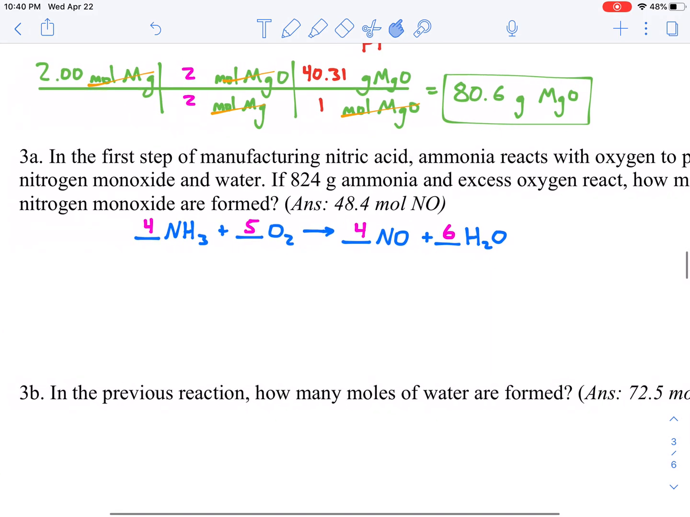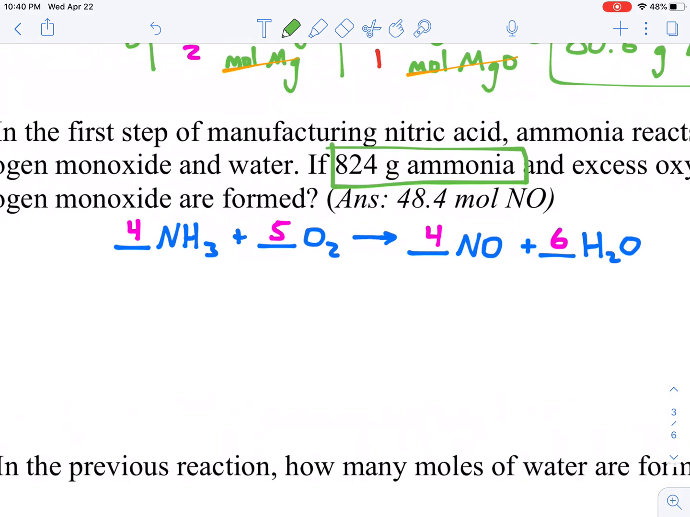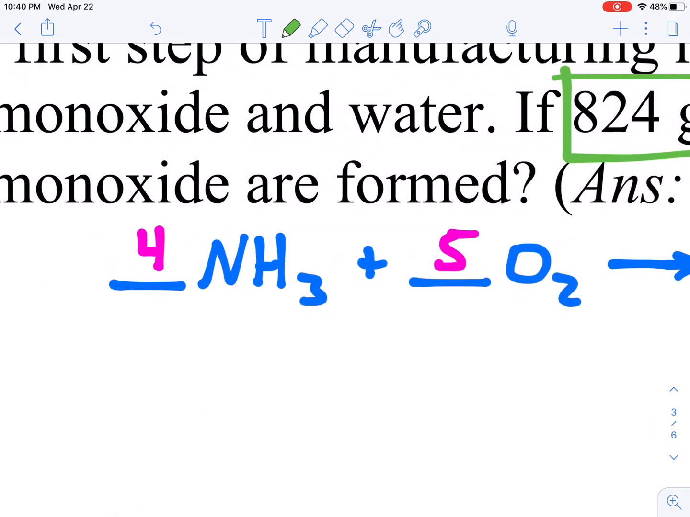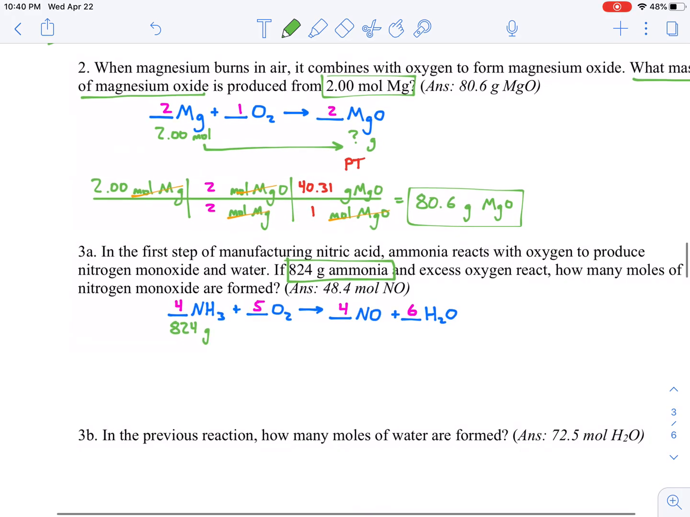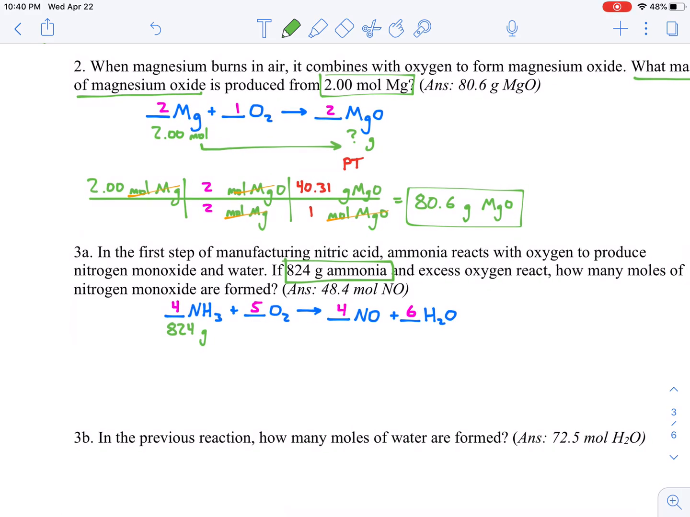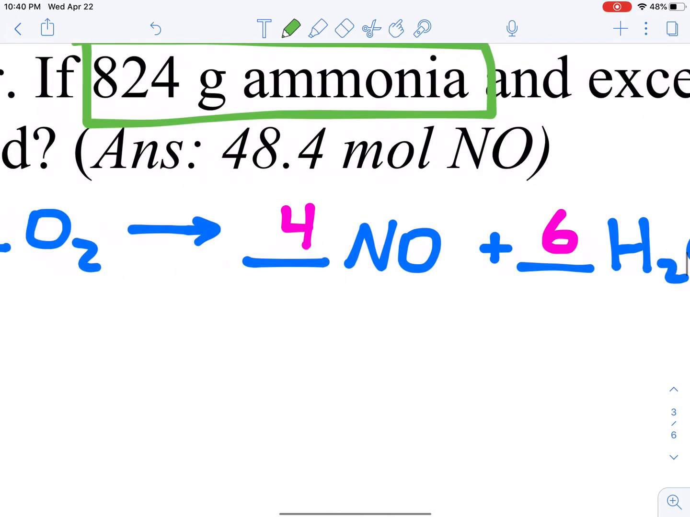Hopefully you were able to balance up this equation. In this case, notice we're given grams, right? So we're given grams of ammonia, not moles this time. We are given 824 grams of this stuff. We are interested in figuring out how many moles of nitrogen monoxide are formed. So we want moles, nitrogen monoxide. Nitrogen monoxide is over here, NO, and we want a number of moles.